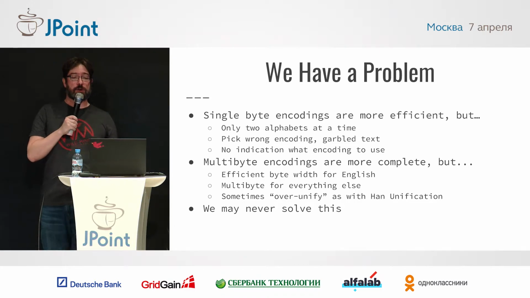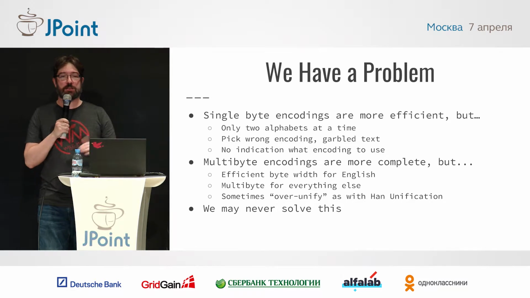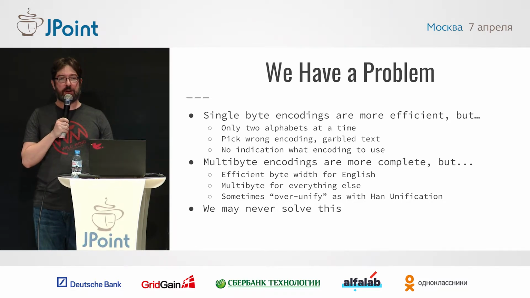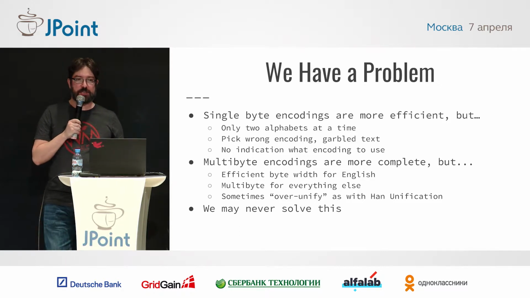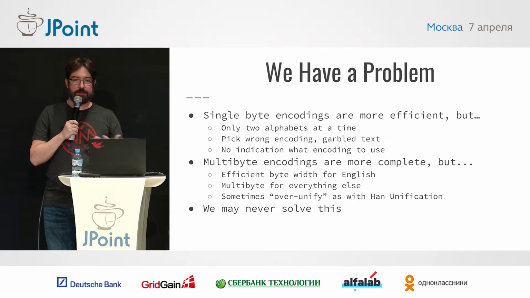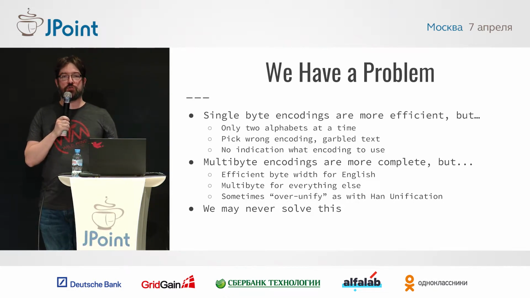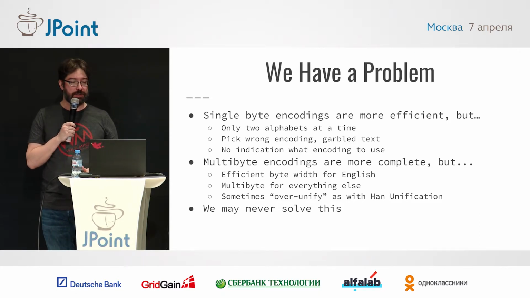So multi-byte encodings are more complete, but it's only efficient for the English alphabet. That's the only area in UTF-8 that gets a single byte per character. So unfortunately, all other languages get forced into multi-bytes. And multi-byte just kind of sucks. It's much more difficult to search. You may have more than 1 byte per character. You may have a variable number of bytes per character. This is a problem for all of the different languages that are not just using the English alphabet.